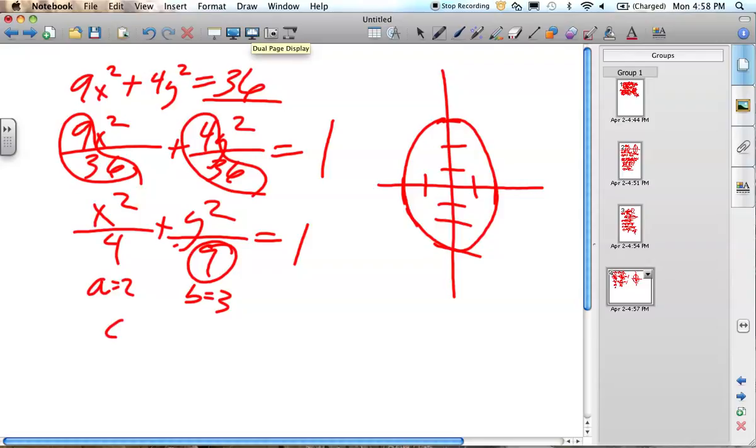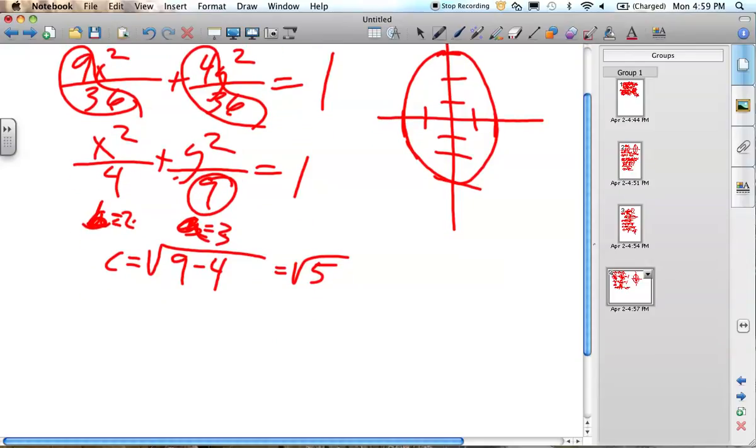It's going to look like c is going to equal the square root of, B is 2, A is 3. A is always the bigger number. B is 2 and A is 3. Okay, and this is 3 squared minus 2 squared, which is going to be the square root of 5. Going to be a little more than 2. There are my 2 foci. Eccentricity is going to be the square root of 5 over a, which is 3.